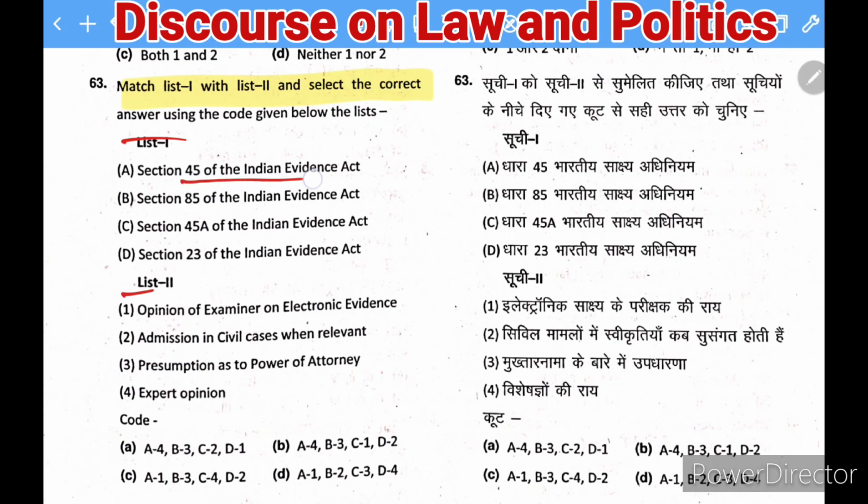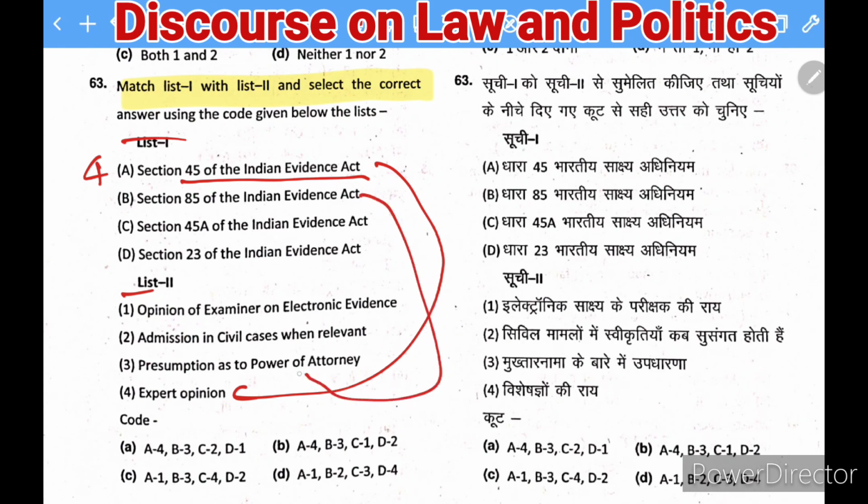Section 40 of the Indian Evidence Act talks about expert opinion. So A is going for 4. Section 85 of the Indian Evidence Act talks about the presumption as to power of attorney. Therefore it would be 3. Section 45A of the Indian Evidence Act talks about the opinion of the examiner on electronic evidence. Therefore it would be 1. And Section 23 of the Indian Evidence Act is about admissions in civil cases, when relevant. Therefore it is going to be 2. So the right code of this one is 4312.